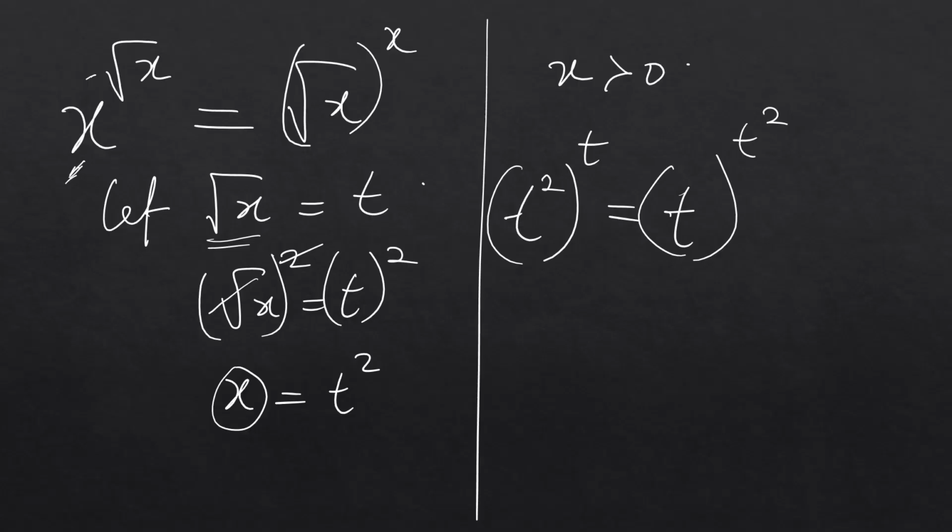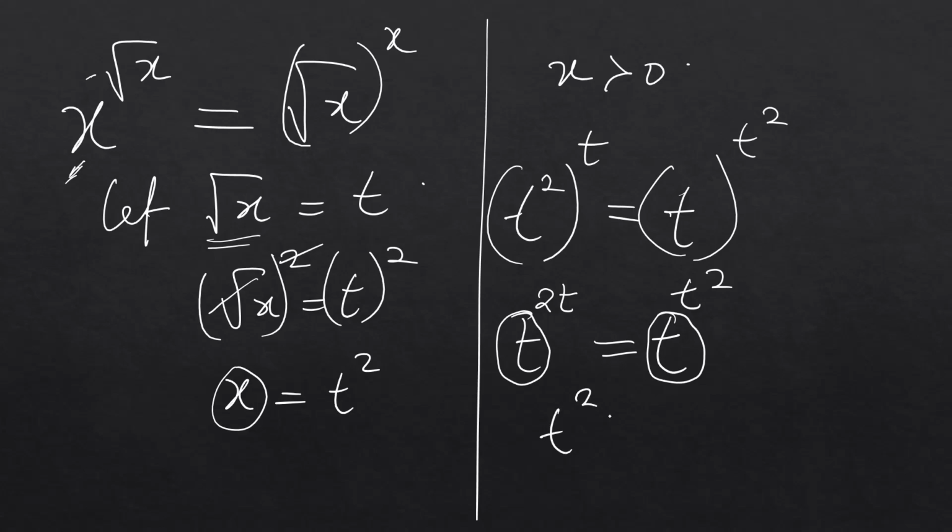Okay, at this point, remember the power law. When there is power inside the bracket and there is power outside the bracket, the powers multiply. Therefore, t is going to be raised to power 2t, and this is going to be equal to t raised to power t squared. Now, according to exponential equations, when the bases of both sides of the equation are equal, their powers can be equated. So I can say that t squared is equal to 2t. I'm sure this was well digested.